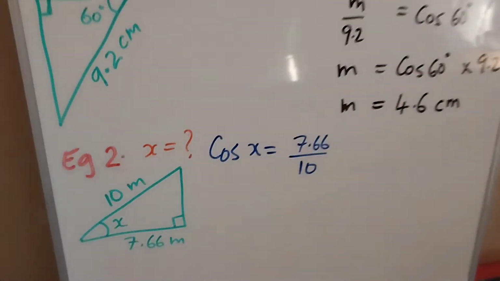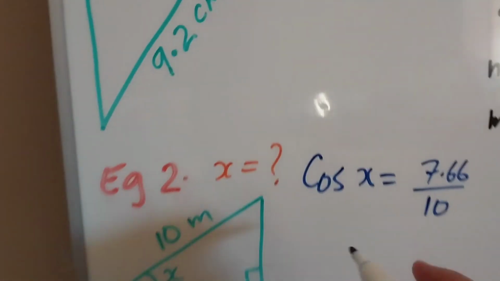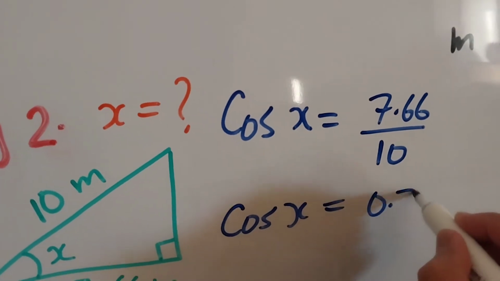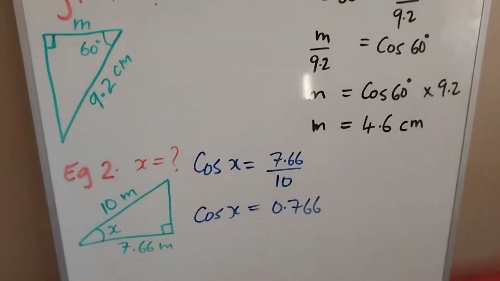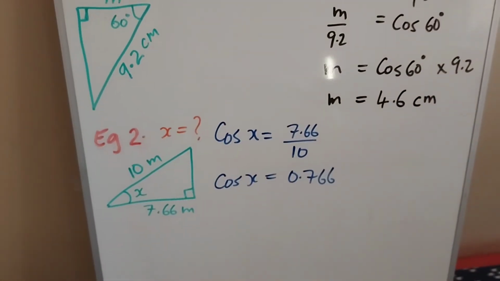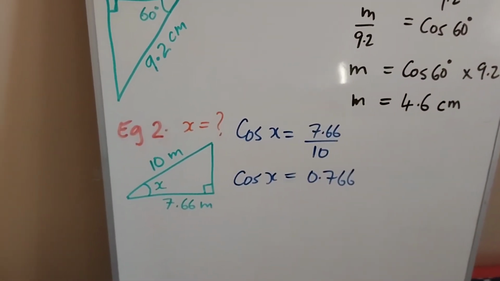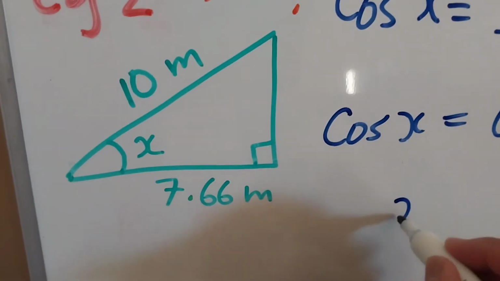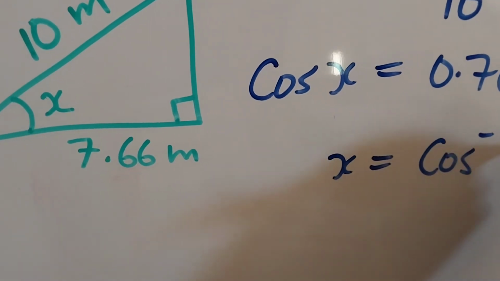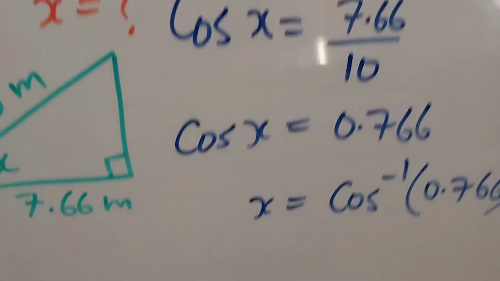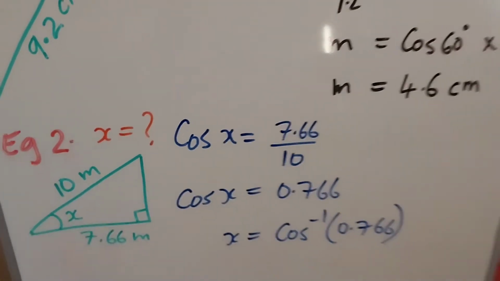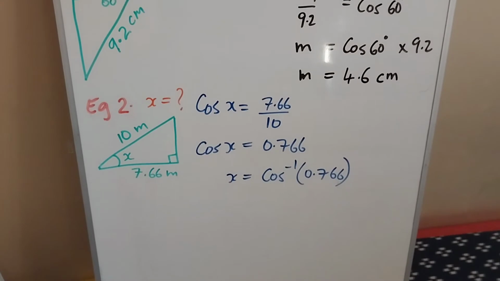Now if you simplify the right hand side, 7.66 divided by 10 becomes 0.766. Because anything divided by 10, you just shift the decimal point once towards the left. So cosine of angle x equals 0.766. Now the value of angle x will be equal to the cosine inverse of 0.766. Because when cosine moves from here to the other side, it becomes cosine inverse.